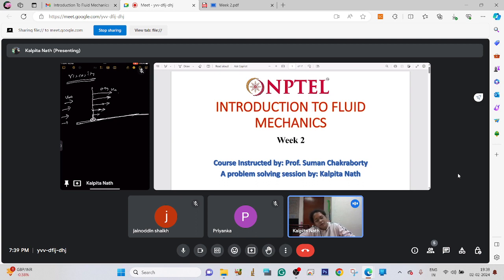But as we move further to the right direction, what will happen? If I move more towards the right side, the length of this velocity profile will increase or decrease? What do you think? I didn't understand, ma'am, what question you asked. Ma'am, could you please repeat the question once?